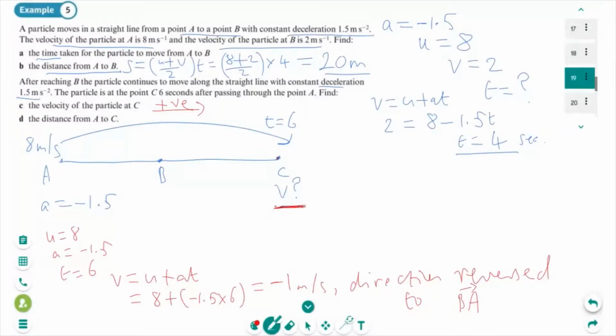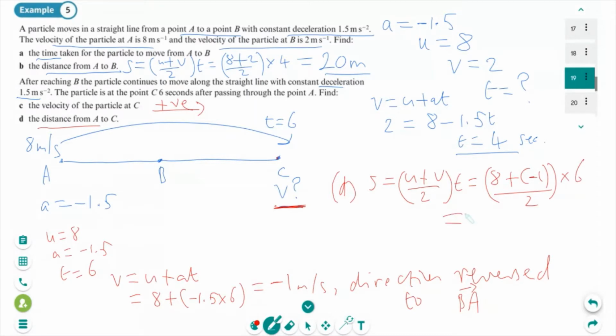Part D, you want to find the distance from A to C. You want to use that formula again, S equals U plus V over 2, times T. So just plug in the numbers. At A, it's 8 meters per second. At C, it's negative 1, so you need to use negative 1. Divide by 2, times 6, since A to C is 6 seconds. Then you just work it out: 21 meters.